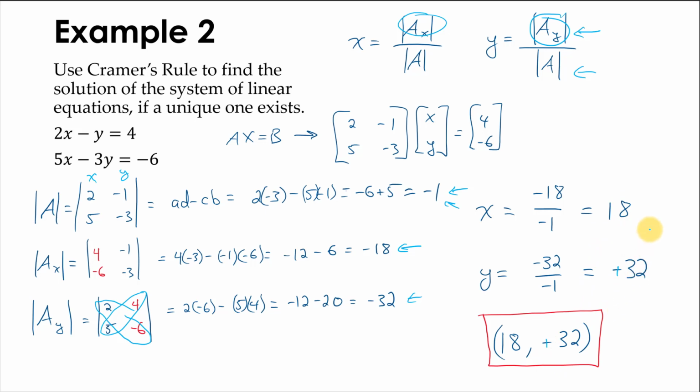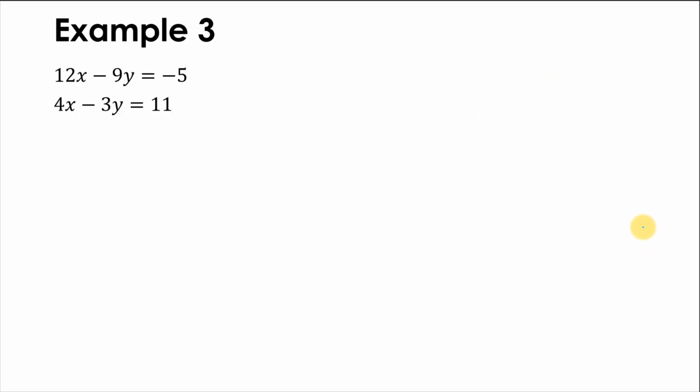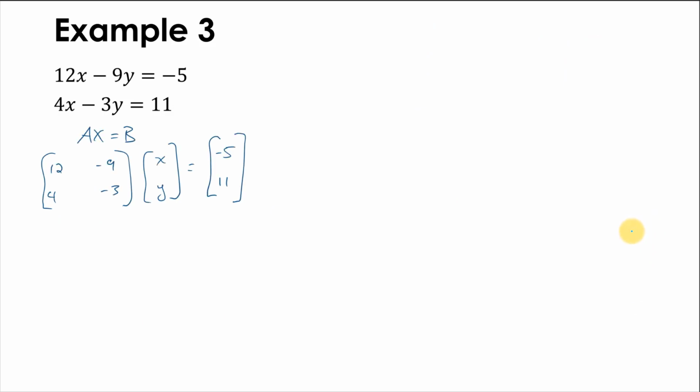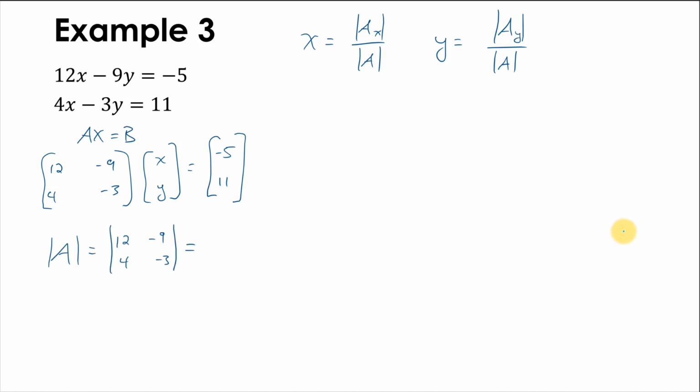All right, let's take a look at another example. I'm going to rewrite this as Ax equals b. Again, I've got my Cramer's rule that we're going to use. I didn't put the prompt, but it's the same prompt using Cramer's rule. The first thing we should do is find the determinant of A. When I do that, I have 12 times 3 minus 4 times 9, which gives us -36 plus 36, which equals 0.